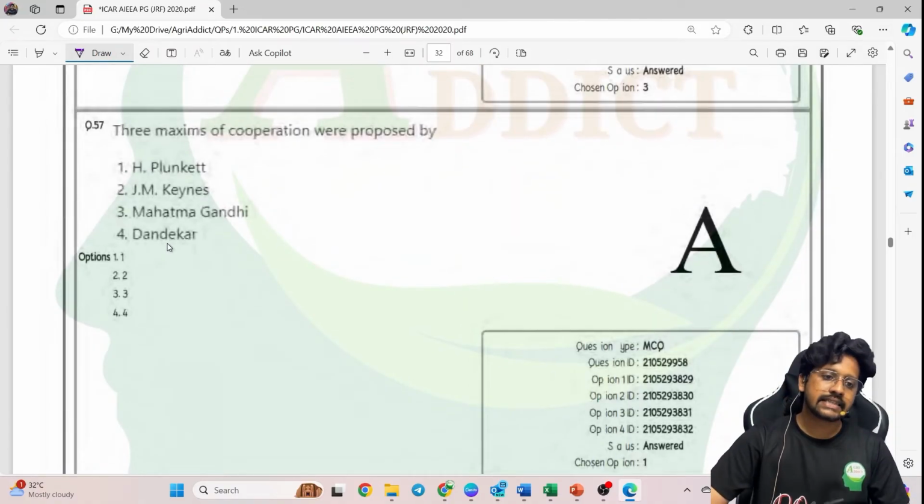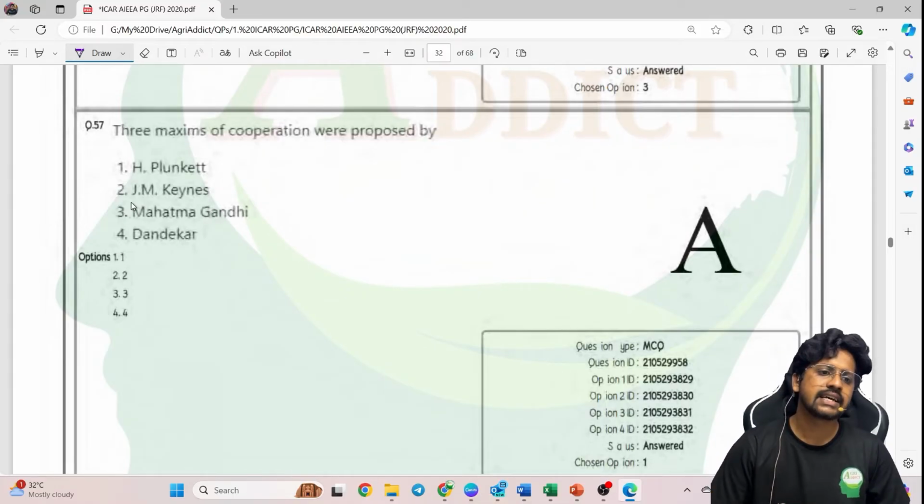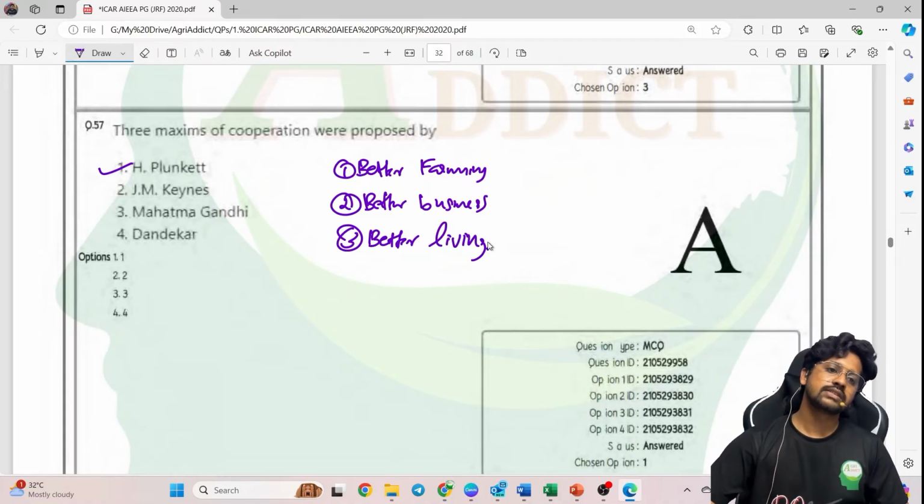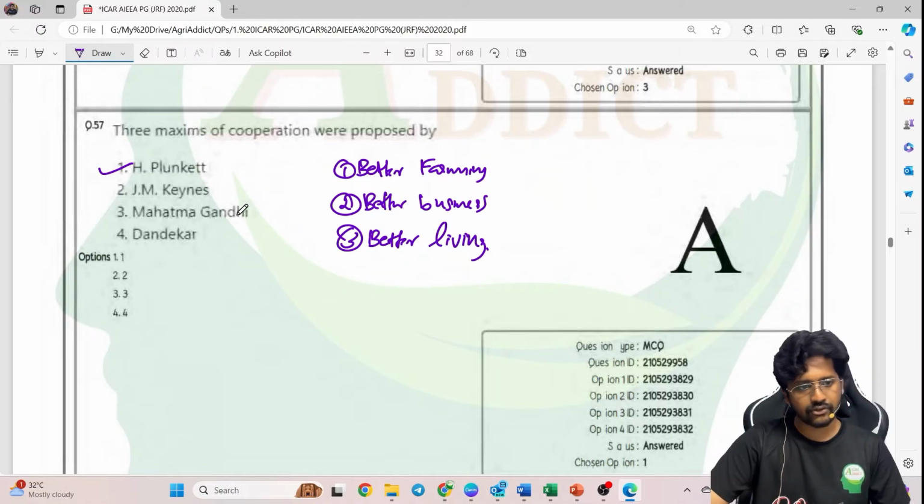Next question, the 3 maxims of cooperation were proposed by. This is also a direct question from agricultural finance. The 3 maxims of cooperation were given by Horace Plunkett, right? Horace Plunkett, and the 3 maxims go like this: first one is better farming, second one is better business, and the third one is better living. So this is how the 3 maxims look, and they were proposed by Horace Plunkett. So therefore the answer will be A.